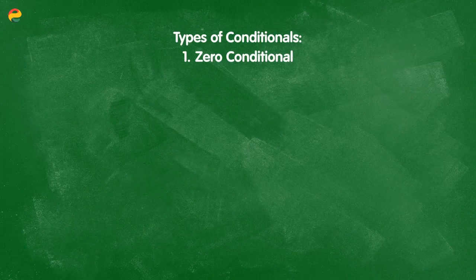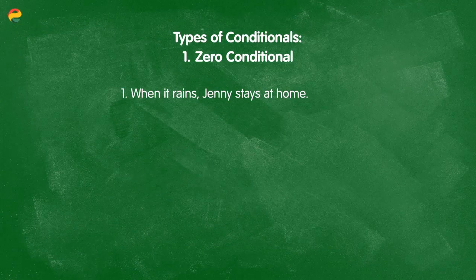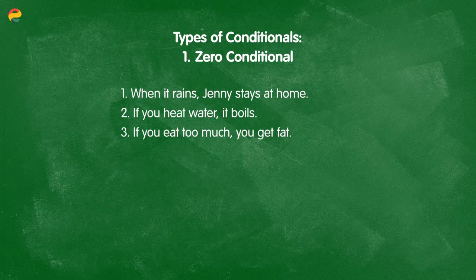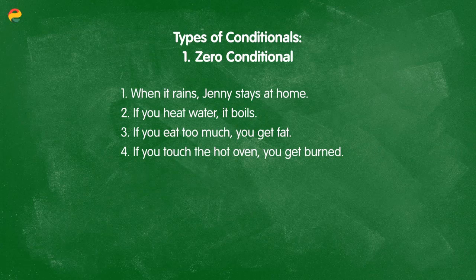The first kind of conditional, the zero conditional, is the easiest. And let's look at some examples of this. When it rains, Jenny stays at home. Or, like before, if you heat water, it boils. If you eat too much, you get fat. Or, if you touch a hot oven, you get burned.